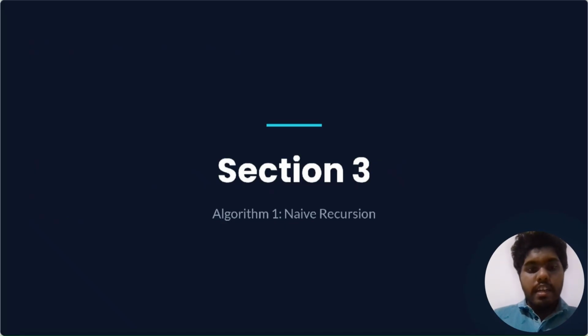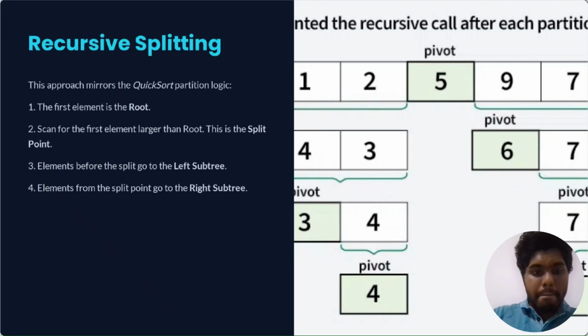Section 3. Let's look at our first approach. Algorithm 1. Naive regression. The algorithm uses a partial logic similar to quicksort.